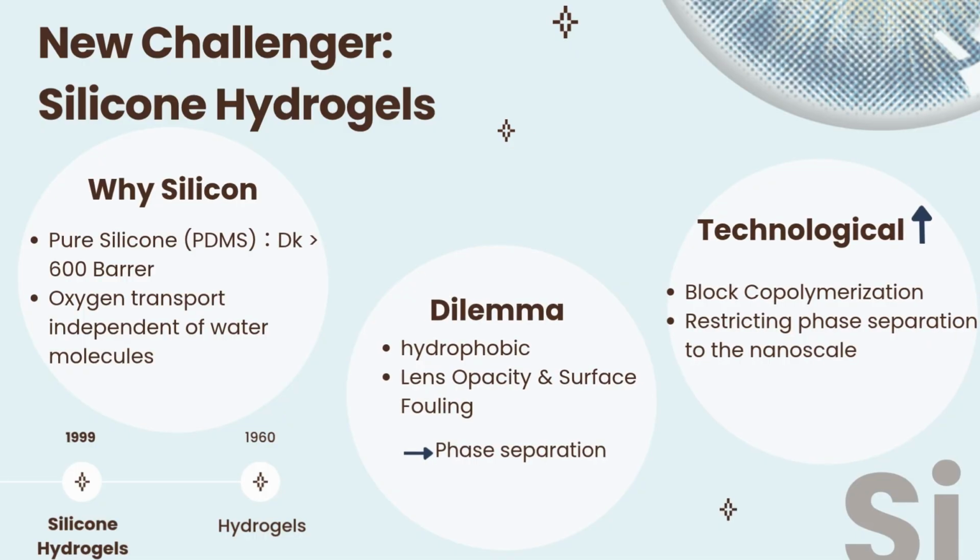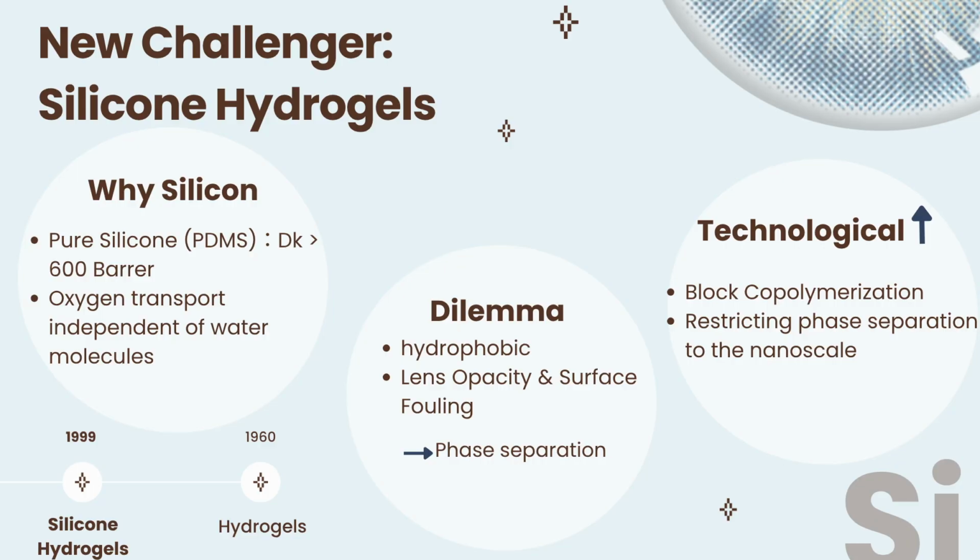In 1999, a new challenger emerged: silicone hydrogels. The integration of silicon altered the mechanism entirely because pure silicone, PDMS, possesses a Dk greater than 600 barrer. Oxygen transport became independent of water molecules. However, this introduced a new dilemma. Silicone is highly hydrophobic, causing phase separation that led to lens opacity and severe surface fouling.